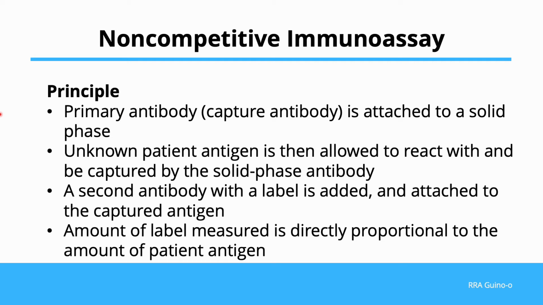Here, you can see the principle of the non-competitive immunoassay. First, the primary antibody, also known as the capture antibody, is added to a solid phase. Sometimes, some non-competitive immunoassays use a capture antigen instead of a capture antibody. Next, unknown patient antigen is allowed to react and be captured by the solid phase antibody. Then, a second antibody with a label is added and attached to the captured antigen. Then, the amount of label is measured and is directly proportional to the amount of patient antigen in the test.